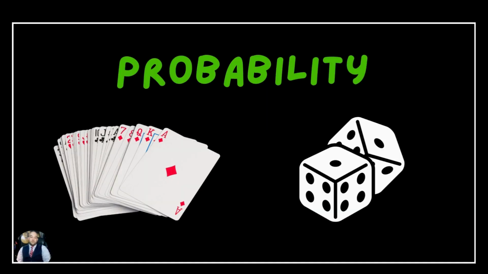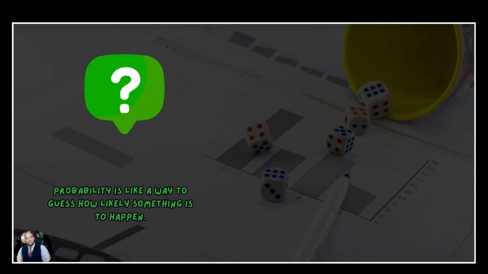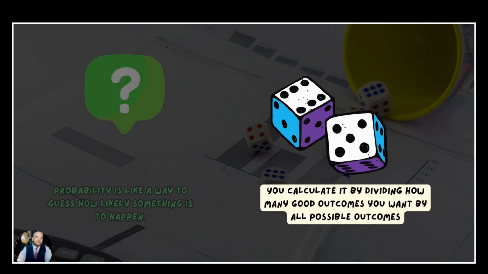So if we look at a probability, there's 52 cards in a deck, or 6 sides to a die. Probability is like a way to guess how likely something is going to happen. You calculate it by dividing how many good outcomes you want by all the possible outcomes.